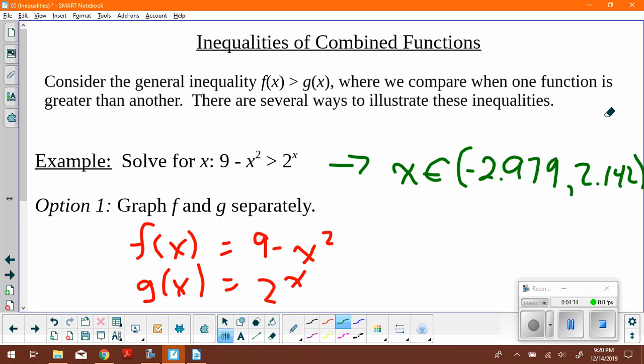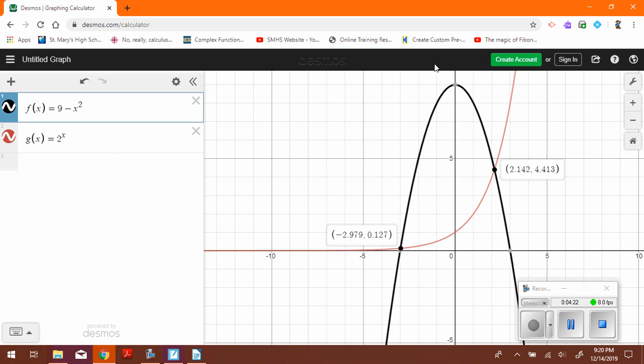That being said, if I asked you to do this by hand, this wouldn't be too bad. You could graph the parabola by hand pretty easily and find its roots. You could graph the exponential function, which is a basic exponential function. And then from your sketch, you'd have a rough idea. You could say it's approximately between negative 3 and positive 2, and that would be a reasonable estimate of the solution.